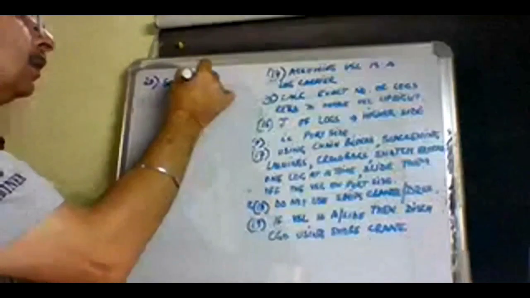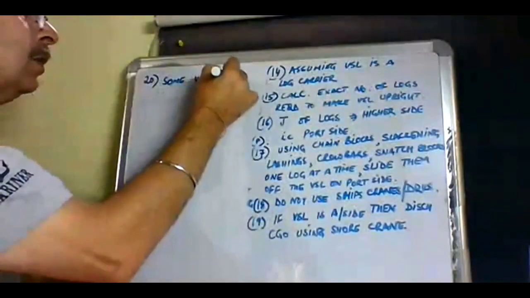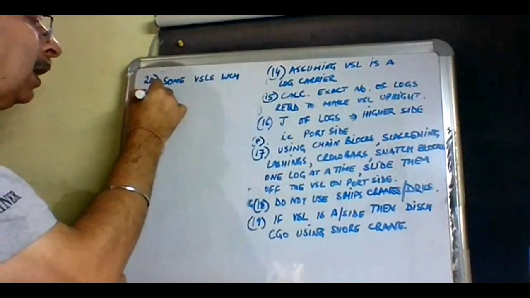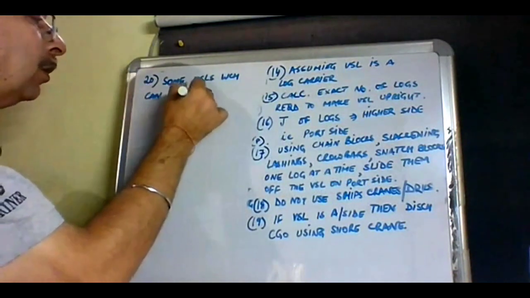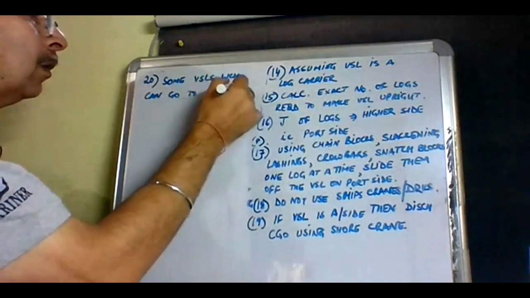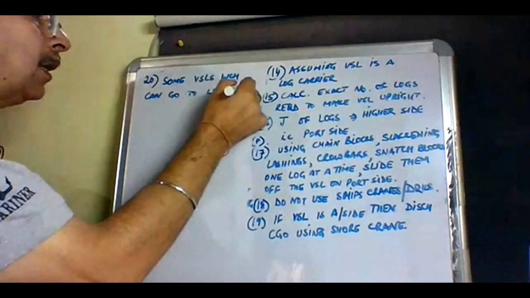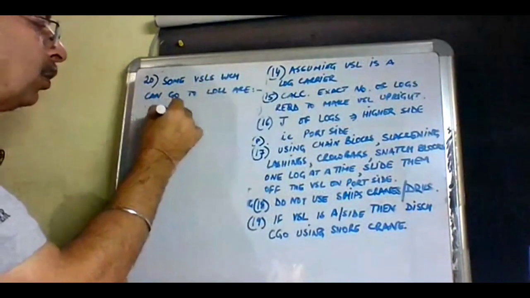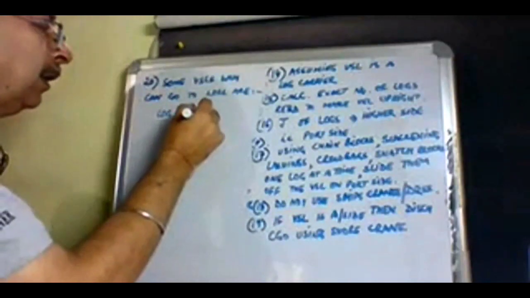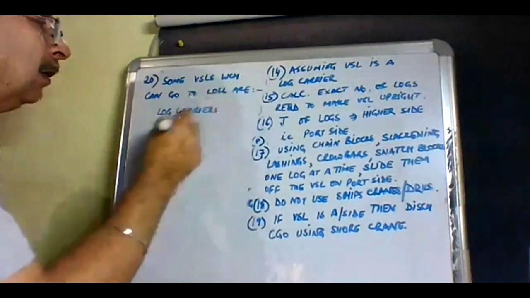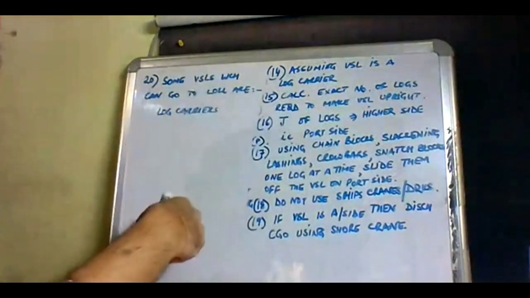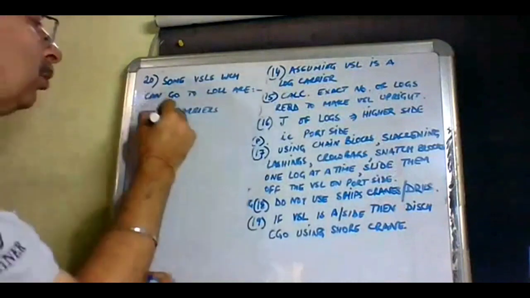Some vessels which can go to angle of loll are as follows. These are some of the ships. So one is log carriers. I told you that they very popularly go to an angle of loll. Very, very frequently, they go to an angle of loll.